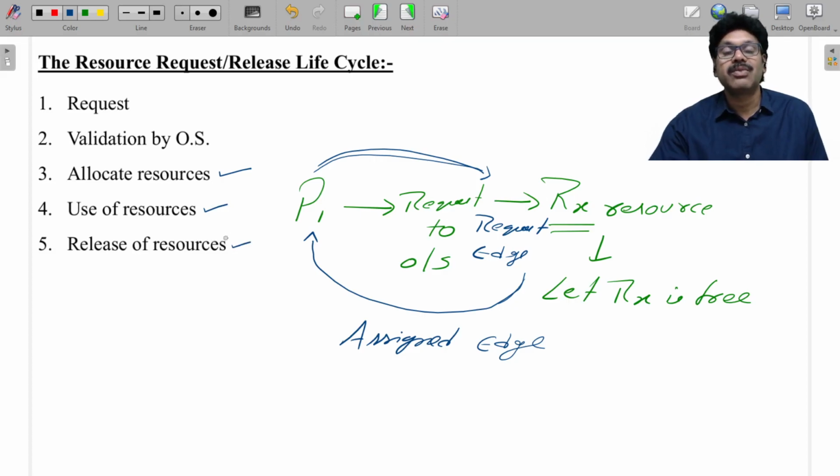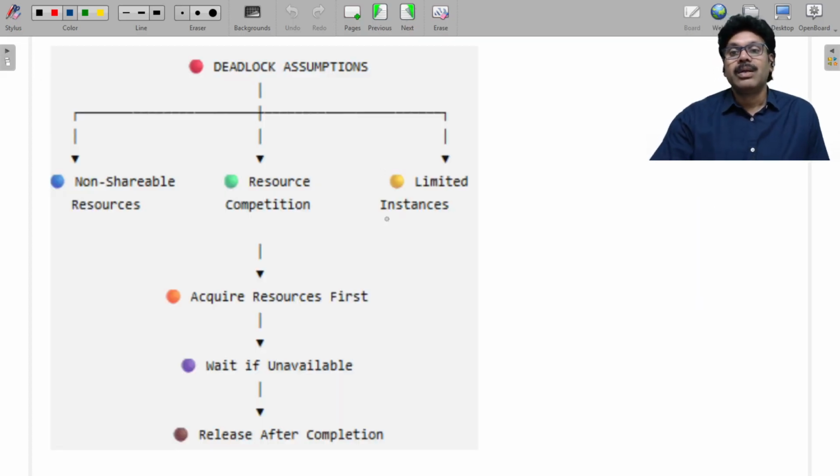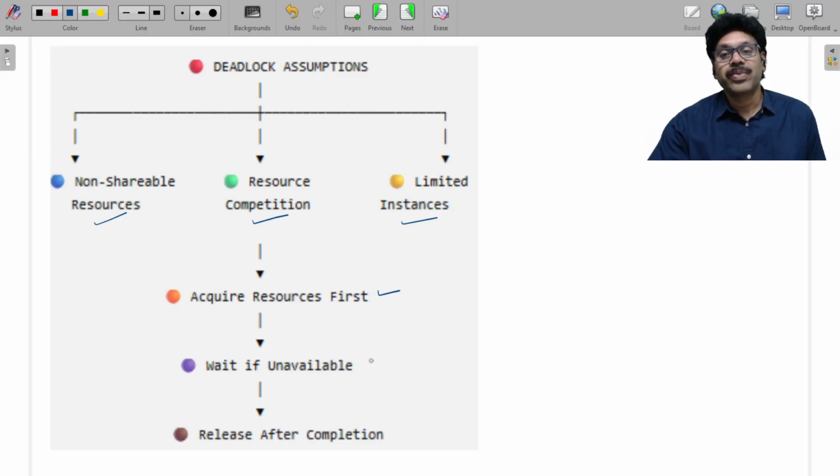Once the process gets completed its execution, it releases resources. So what are the deadlock assumptions? Non-shareable resources, resource competition, and limited instances. As I told you, if a finite number of resources are available, then there are different processes competing with each other to acquire the resource. So acquire the resource first, wait if it is unavailable, and release after completion.